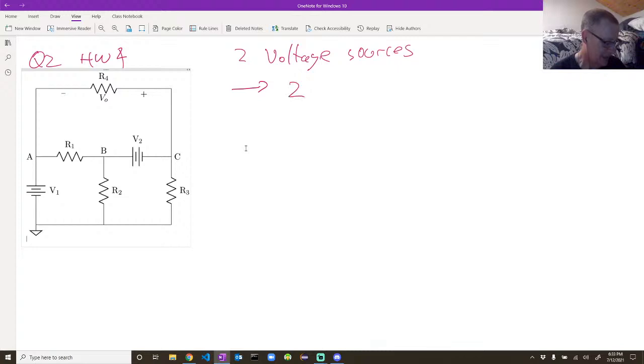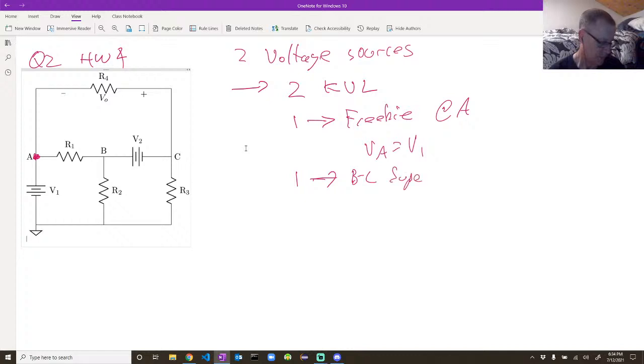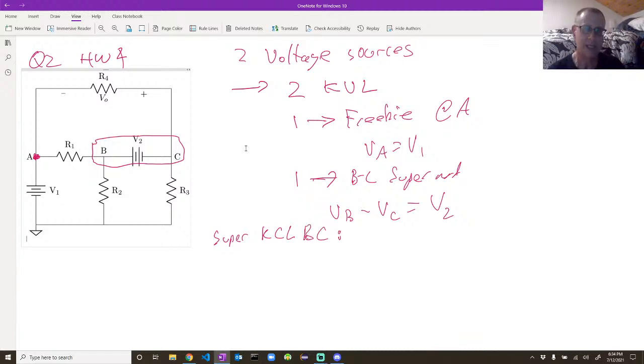So we have 2 KVLs. One is the freebie, right? That's at node A, because we know directly that VA equals V1. And one is the super node, and that one says that VB minus VC equals V2. Okay, and then your question is about the super KCL, right? And let's call it BC, right? It's the BC supernode.